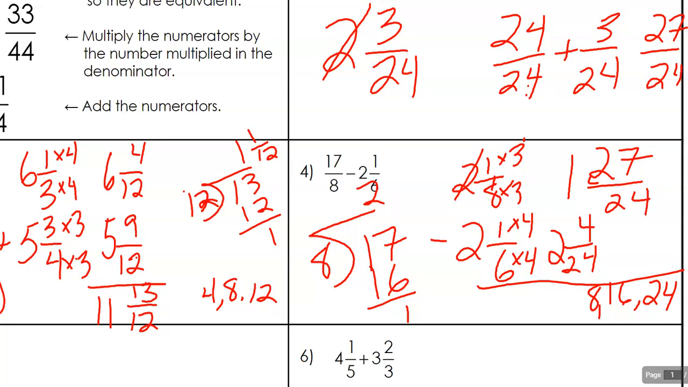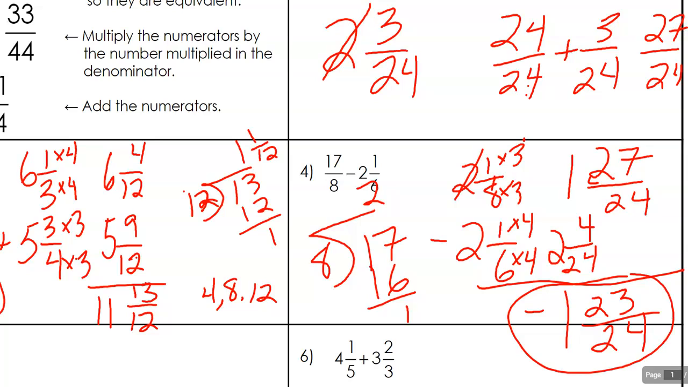Let me erase this part. Okay. This gives me 23 on the top. On the bottom, this gives me 24. Okay. And then when I subtract here, this gives me a negative, right? What does this give me? It gives me a negative 1, and this is going to be my answer. Okay, so what I have is -1 and 23 over 24. Okay.